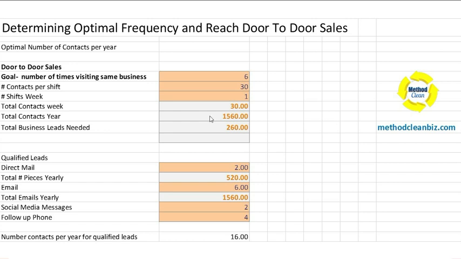Today we're going to talk about how to figure out the math for a door-to-door sales campaign. I understand that door-to-door is considered old school, but it's still one of the most effective ways to generate qualified leads.